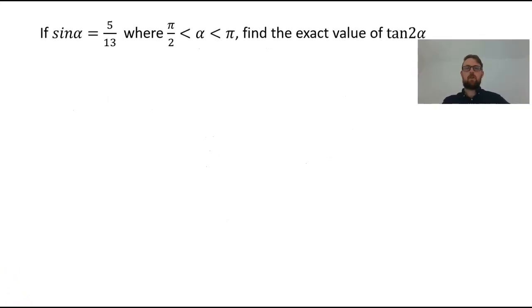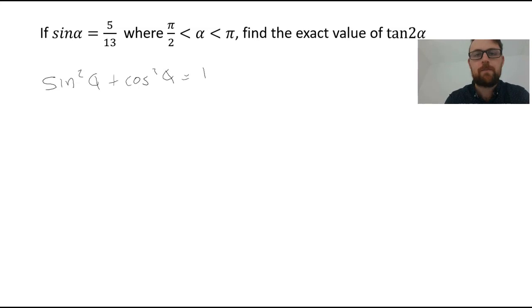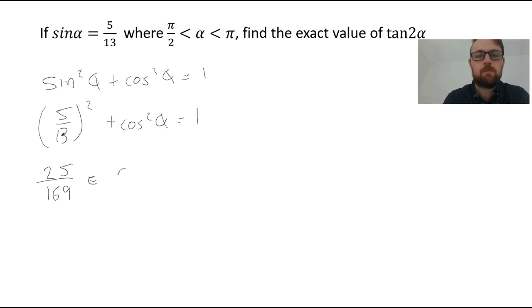Okay, so let's have another look at another type of question here. We've been given sine alpha, and we've been asked to find tan of 2 alpha. So we know that tan is sine over cosine. So the first thing we're going to do is find out what cosine is. And the way we're going to do that is we're going to use our old friend sine squared alpha plus cosine squared alpha equals 1. Now we know sine, so I can chuck that in, 5 over 13, all squared, plus cosine squared alpha, we don't know what that is, equals 1. Now if I square this side, I'm going to get 25 over 169 plus cosine squared alpha equals 1.